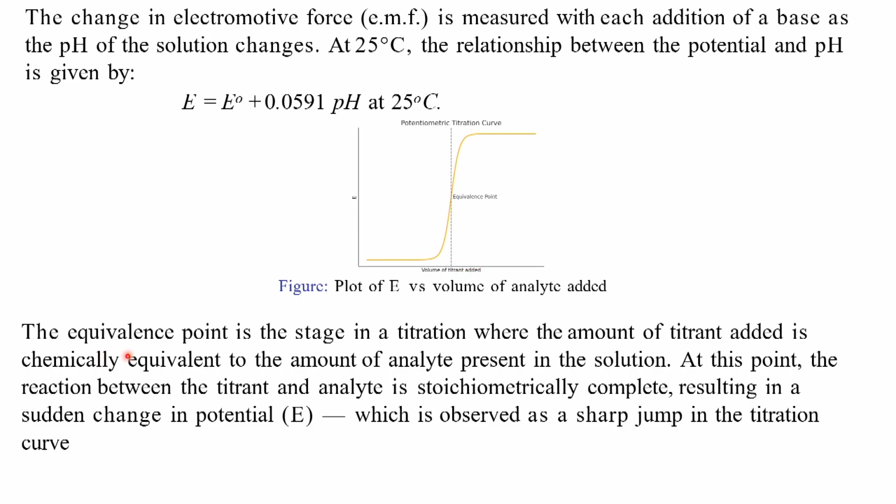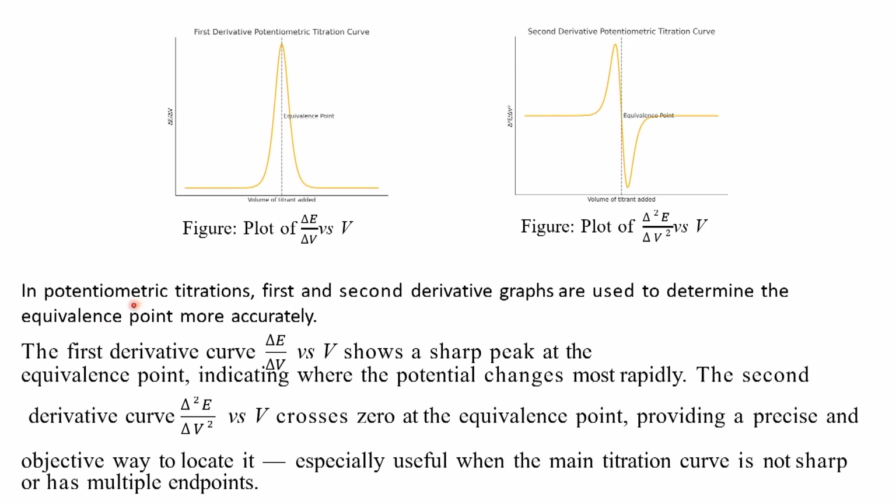The equivalence point is the stage in a titration where the amount of titrant added is chemically equivalent to the amount of analyte present in the solution, like in normal titration. At this point, the reaction between the titrant and the analyte is stoichiometrically complete, resulting in a sudden change in potential, as I mentioned, which is observed as a sharp jump in the titration curve. In potentiometric titrations, first and second derivative graphs are used to determine the equivalence point more accurately.